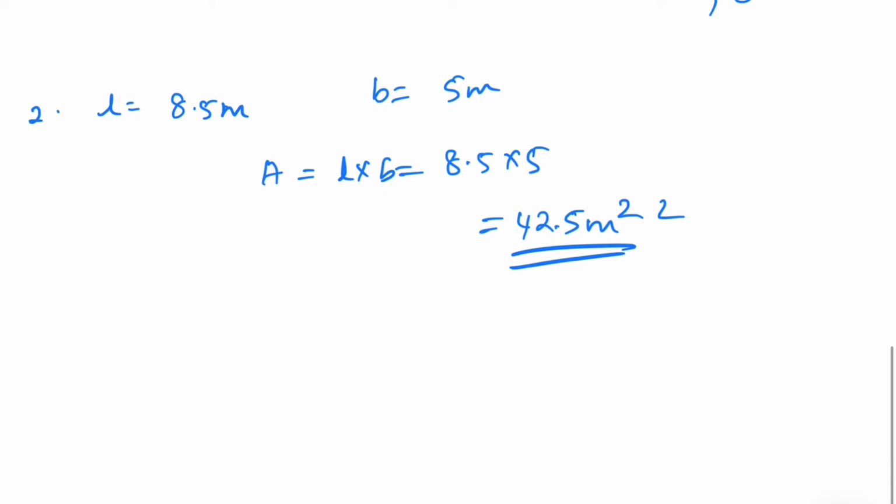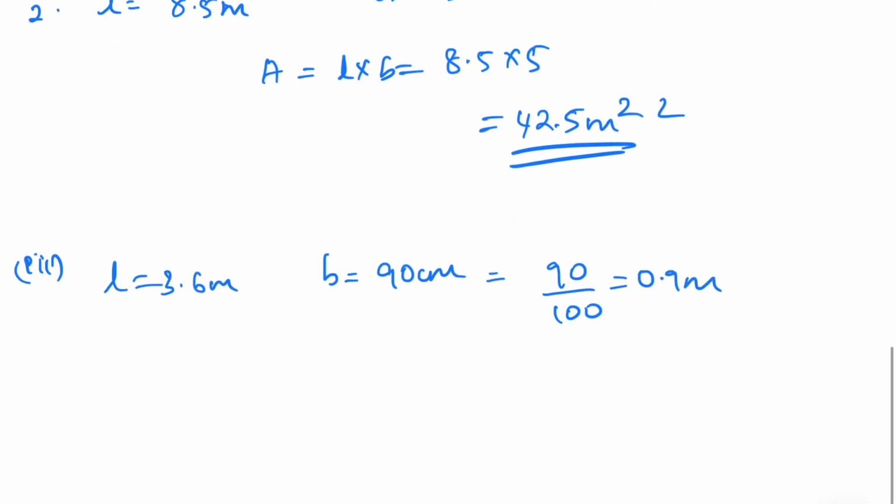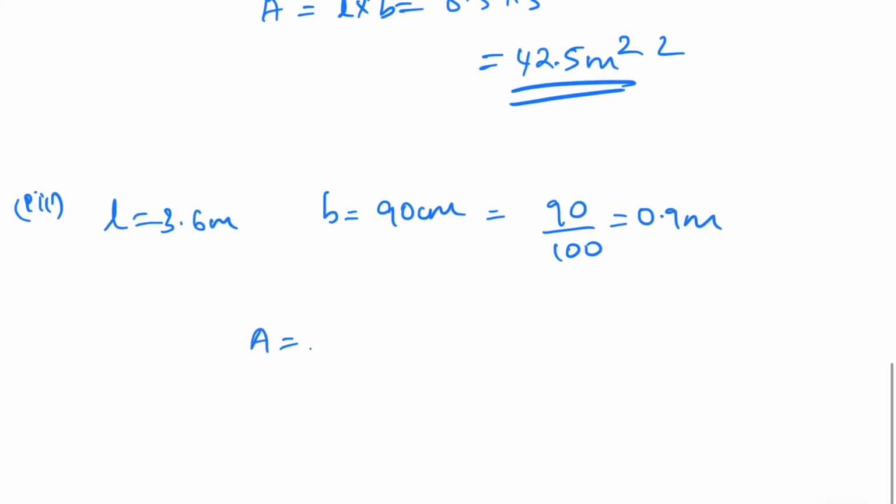Coming to the third sub question here. Length is equal to 3.6 meters and breadth is equal to 90 centimeters. So, one is in meter, other in centimeters. So, let us convert both into meters. So, 90 centimeters is equal to 90 by 100, that is equal to 0.9 meters. So, area is equal to length into breadth, that is equal to 3.6 into 0.9.